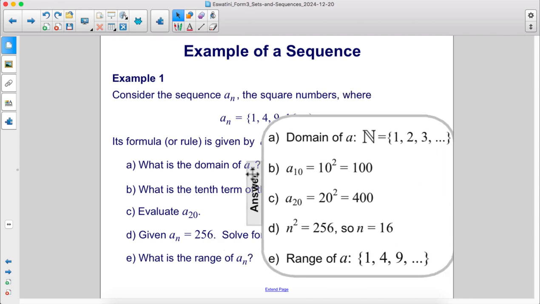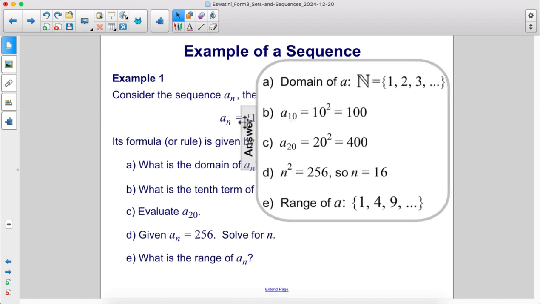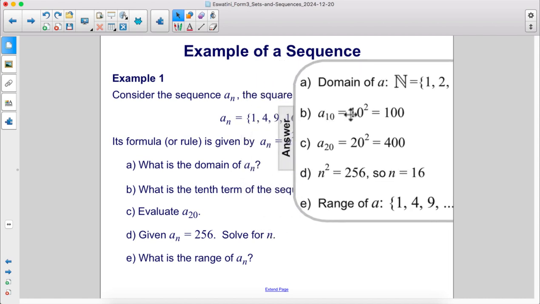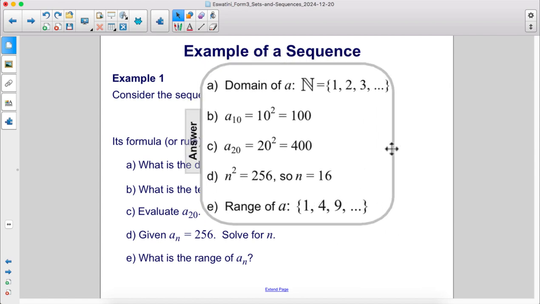The domain is all of the natural numbers. The 10th term, we just plug it into the formula, we get 10 squared, which is 100. a20 would be the 20th term. 20 squared is 400. Solve this equation: take the square root of both sides. The square root of 256 is 16. And the range is the sequence itself, 1, 4, 9, and so on.